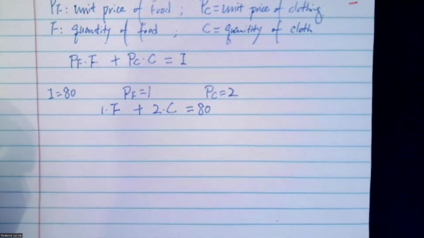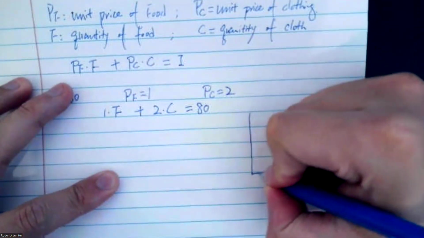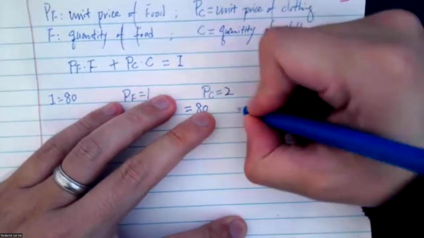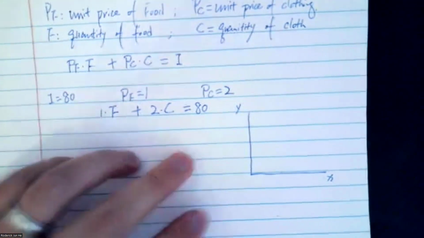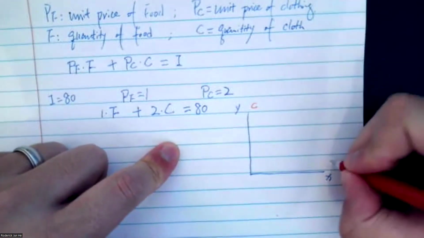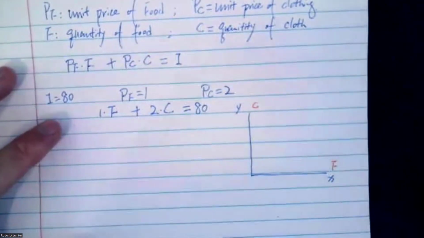Then question 2 asks us to draw a curve or a line representing the budget constraint that this consumer is facing in the XY diagram. That's this, right? We have an x-axis and a y-axis, where the quantity of clothing is the vertical axis and the quantity of food is the horizontal axis. Just label them by the side.